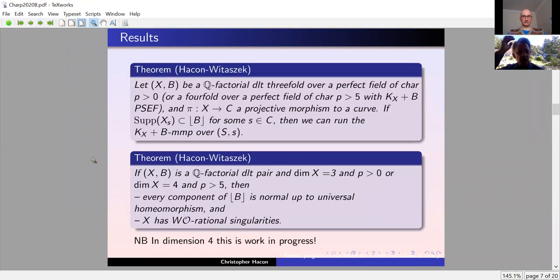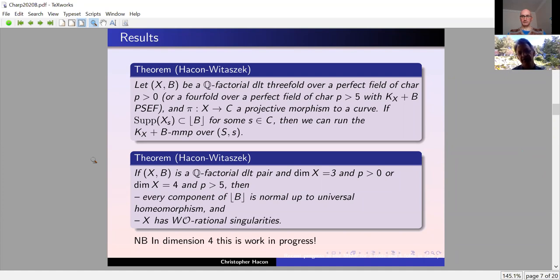Okay, there's a couple more results that I would like to mention. One of the things that you'd like to do with the minimal model program is discuss moduli spaces. And so, for example, you'd like to know the minimal model program for families of threefolds over a curve. The next theorem addresses that. So I consider, again, either a threefold over a field of any characteristic greater than 0, or a fourfold over a field of characteristic at least 5. And I assume that I have a morphism to a curve. So I'm thinking of this as a family of threefolds.